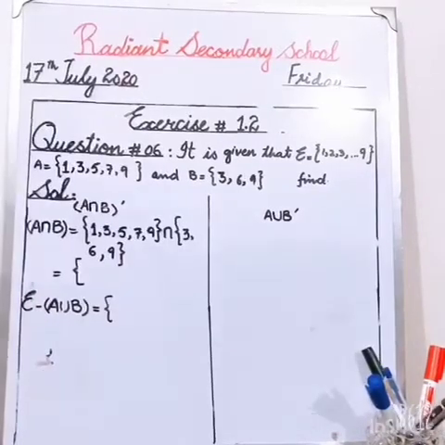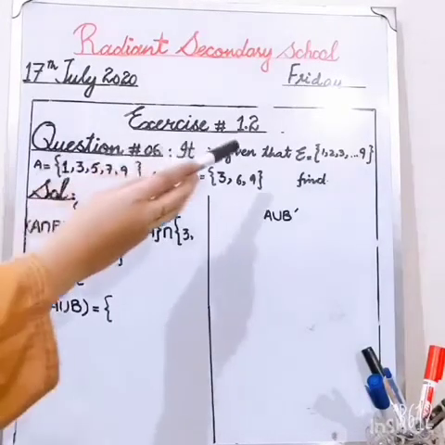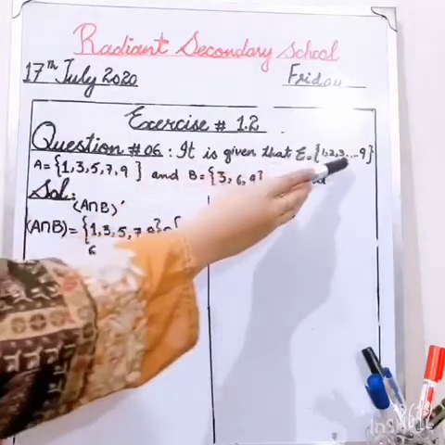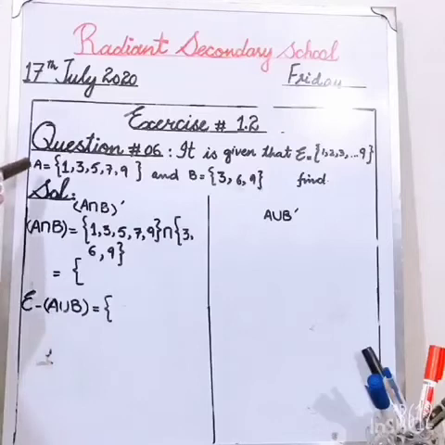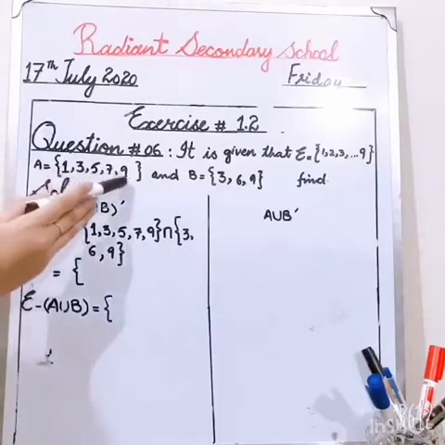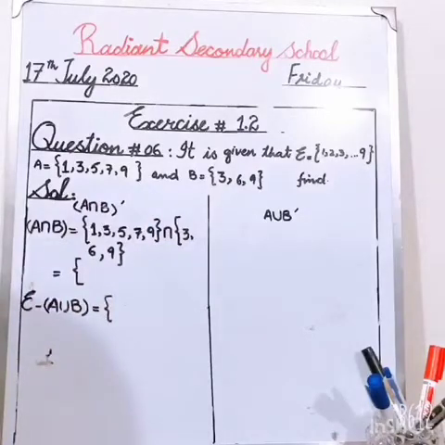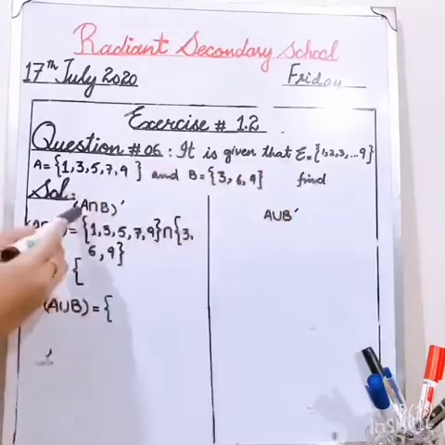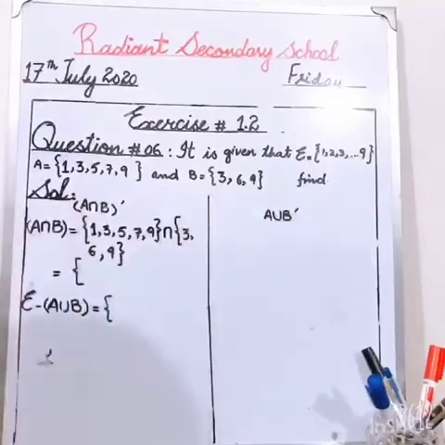Okay students, now we are going to start question number 6. In question number 6, he is saying that it is given that E is equal to 1, 2, 3 up to 9, means all the elements from 1 to 9. A is equal to 1, 3, 5, 7, 9 and B is 3, 6, 9. What you have to do? You have to find (A intersection B) whole complement and A union B complement.